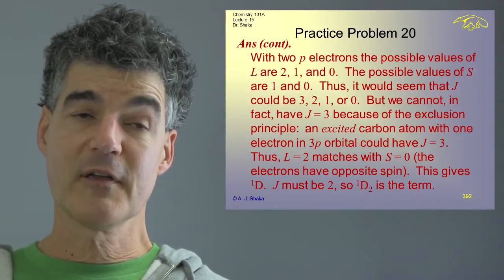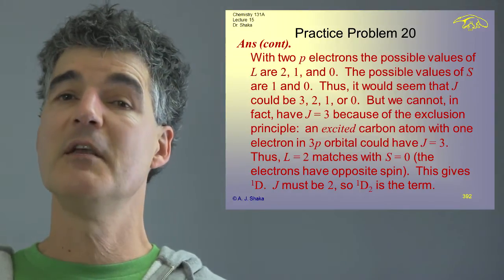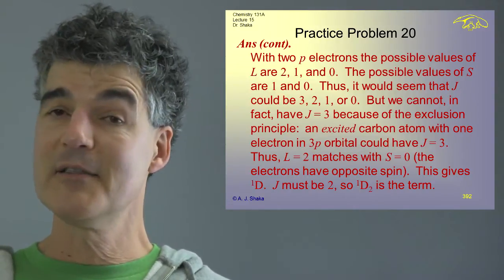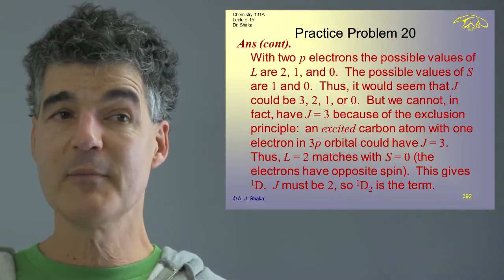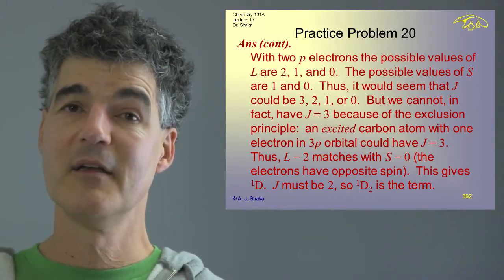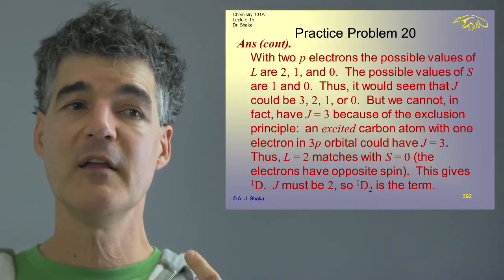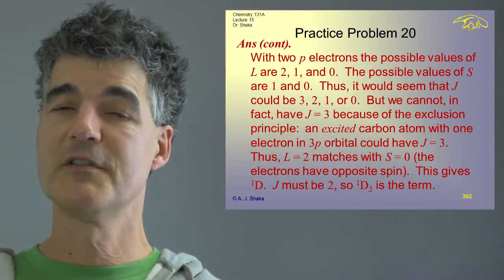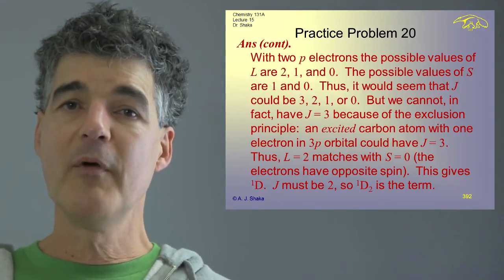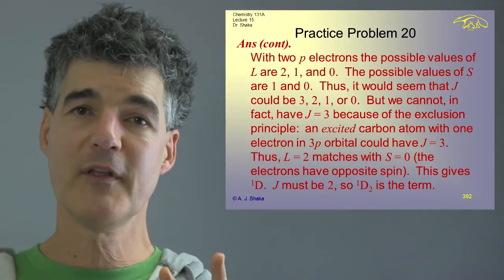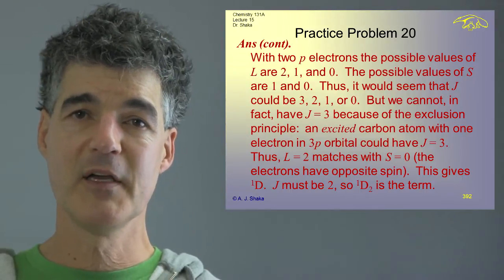Therefore, if we just took the Clebsch-Gordan series, it would seem that J could be, well, L plus S is 3, down to the absolute value of L minus S is 0. So it would seem that J could be 3, 2, 1, or 0. But we can't have J equals 3 when we have both electrons in the same shell.